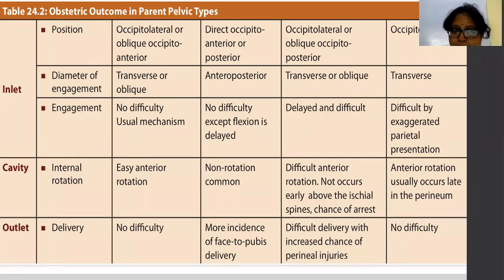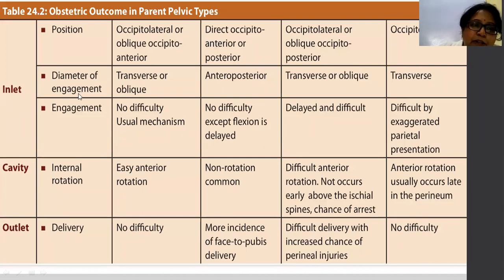Now these are the features which we have seen, and now what is the outcome in each of the pelvic types? In the inlet, in case of a gynecoid pelvis, what is the most common position? It is either occipitolateral or occipito-anterior. In case of anthropoid pelvis, it is occipito-anterior or occipito-posterior, and in case of android, it is either occipito-lateral or occipito-posterior, and in case of platypeloid pelvis, it can be occipito-anterior.